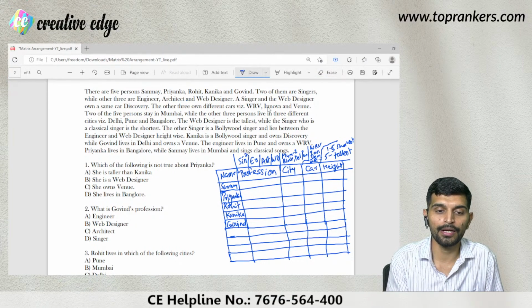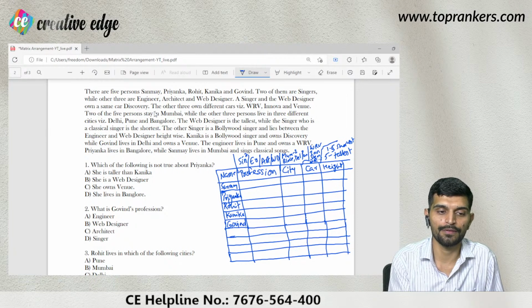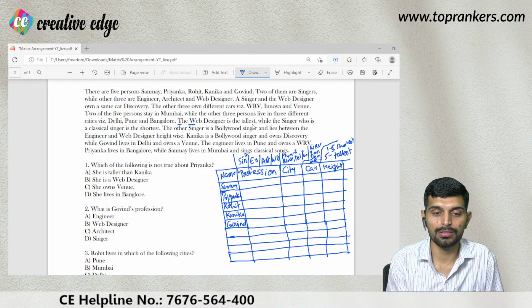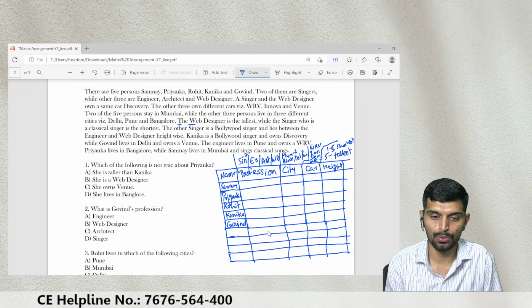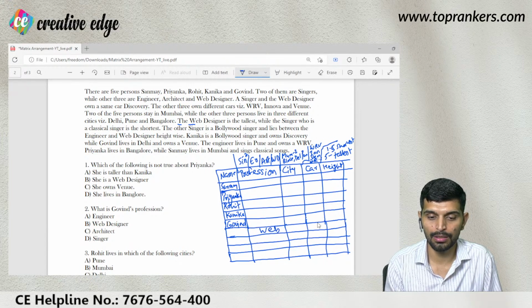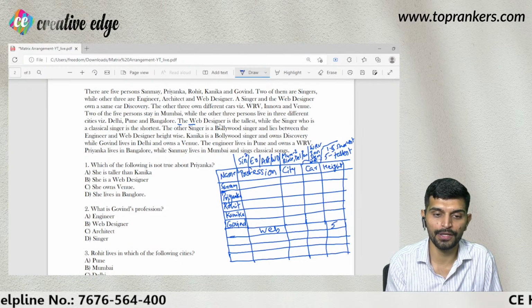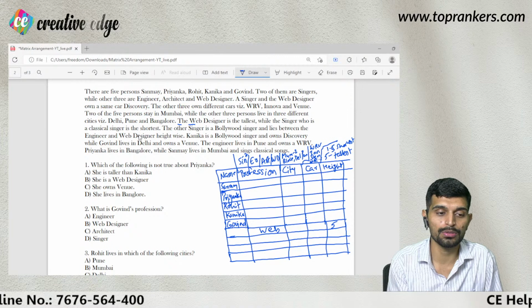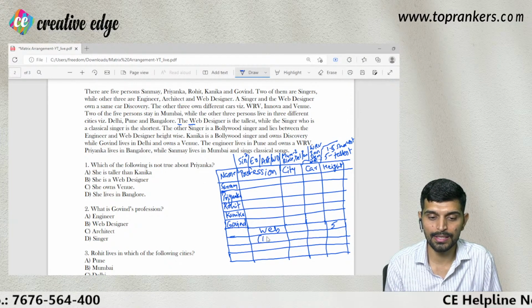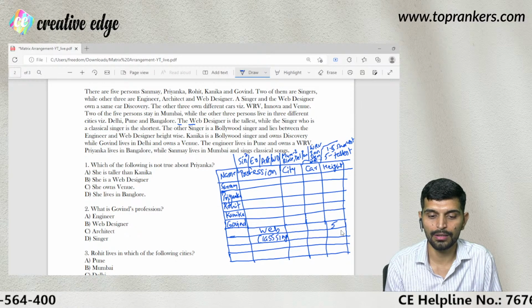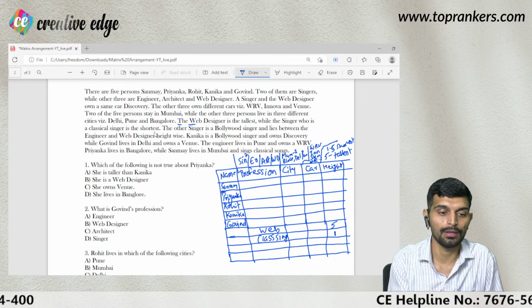A singer and web designer own the same car, Discovery. So there are two people. The web designer is the tallest. So we have a web designer who is tallest. His height must be 5, or her height must be 5. While the singer who is a classical singer is the shortest. So classical singer is shortest. Okay.